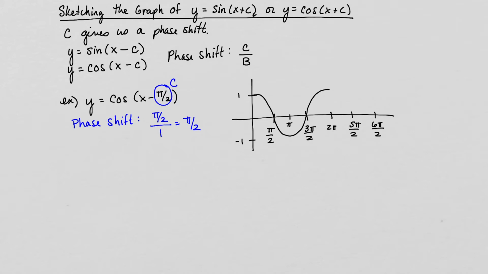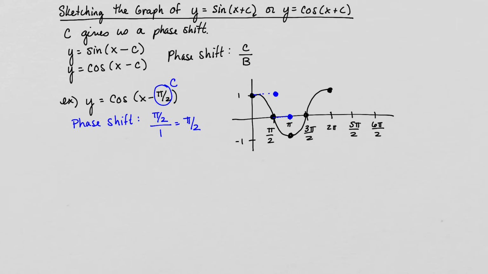Okay, so every single point is going to move to the right, because it was this positive pi over 2. Every single point is going to move to the right pi over 2. So originally I had this point here, and it is going to now move to the right pi over 2 and become this point. Let me darken all these original points here. So these were all my original points. So this point here is going to move to the right by pi over 2.